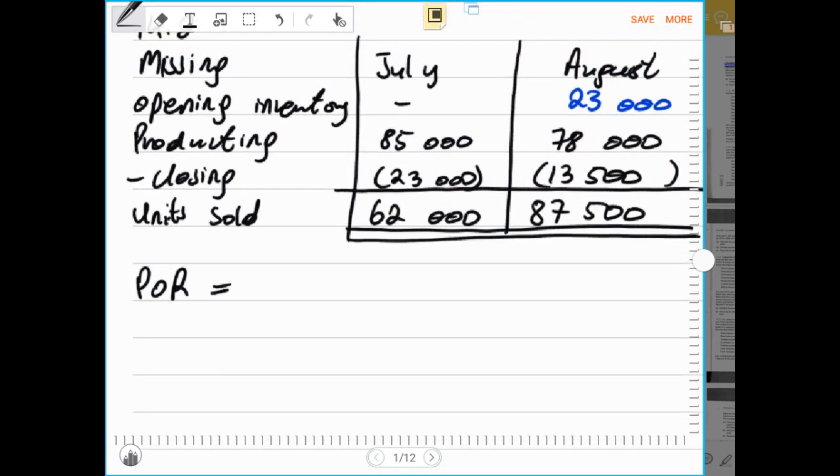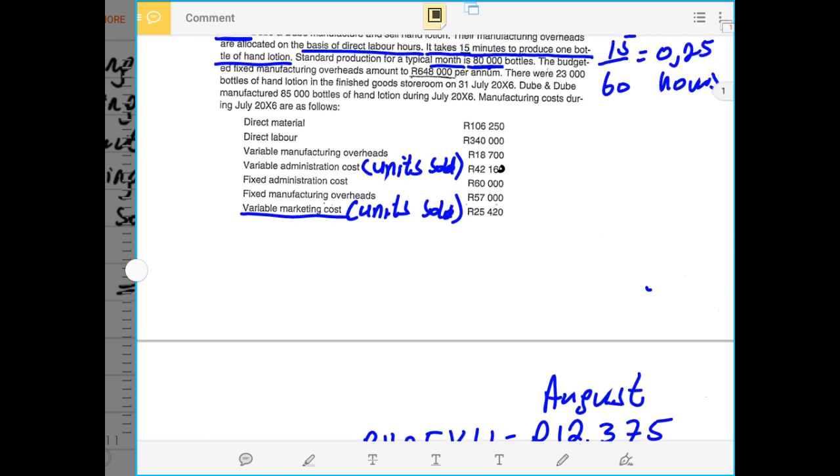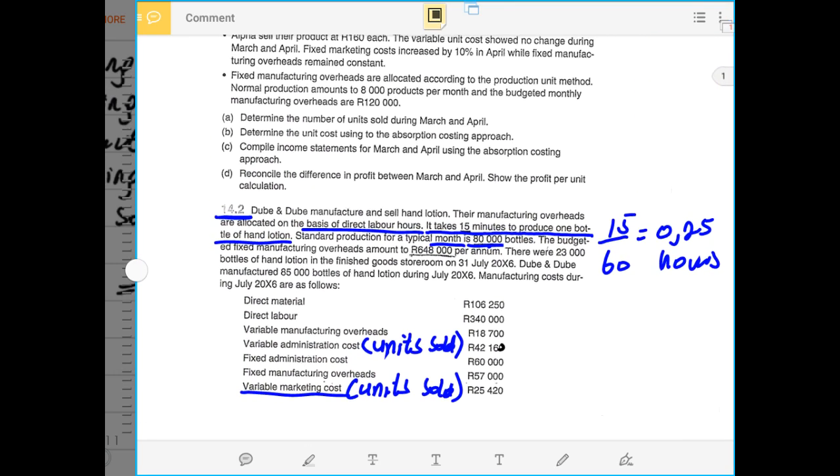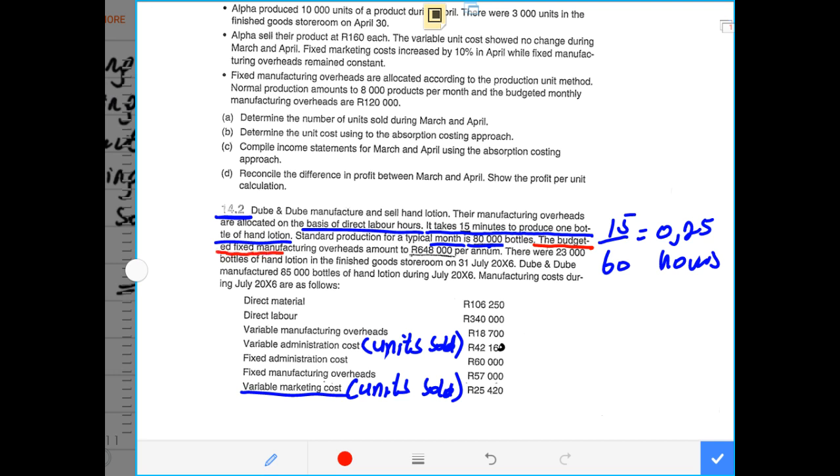We need to calculate our predetermined overhead rate. And remember, we are calculating the POR for the fixed manufacturing overheads. In doing that, we need to know our budgeted fixed manufacturing overheads, which were given to us as 648,000 per annum. And this means it is per annum.